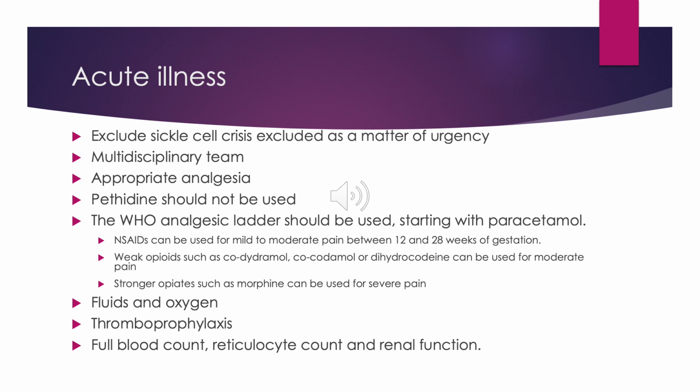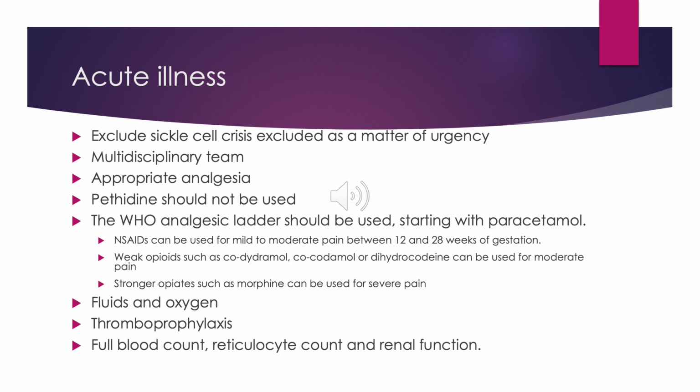Appropriate analgesia. Pethidine shouldn't be used as pethidine can exacerbate sickle cell crisis. These women require adequate pain relief. The WHO analgesic ladder should be used, starting with paracetamol. Non-steroidal anti-inflammatory drugs can be used for mild to moderate pain between 12 and 28 weeks of gestation. Weak opioids such as co-dydramol, co-codamol, or dihydrocodeine can be used for moderate pain. Stronger opiates such as morphine can be used for severe pain.